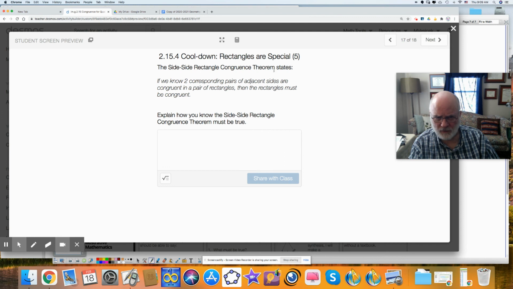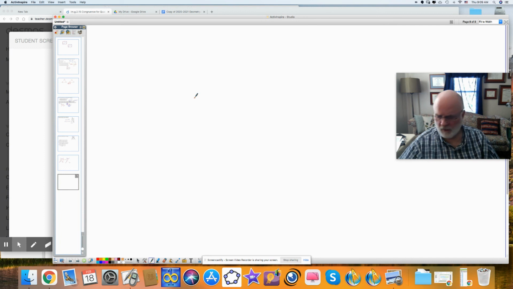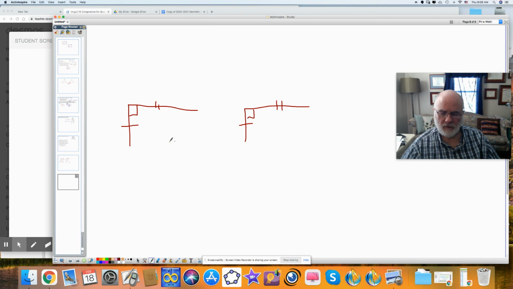rectangle congruence theorem states, if we know two corresponding pairs of adjacent sides are congruent in a pair of rectangles, then the rectangles must be congruent. Explain how you would know this is true. And we go back to this situation, only instead we're going to draw it as a rectangle. So we have two sides of one rectangle and two sides of another that are congruent. If it's a rectangle, that means we know that this has to be a right angle. All four angles are right angles. So I'll draw the other two sides over here.